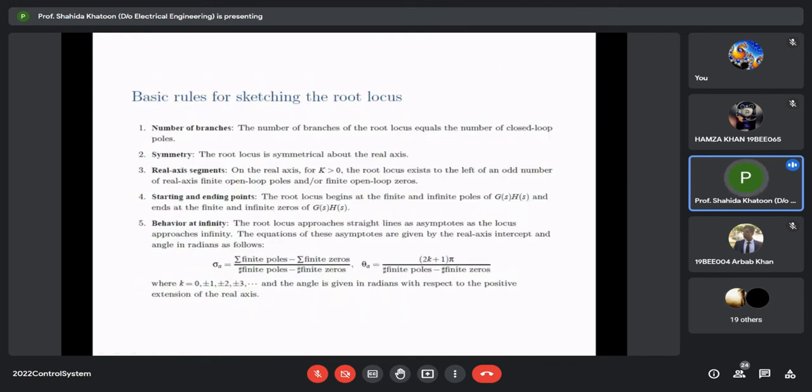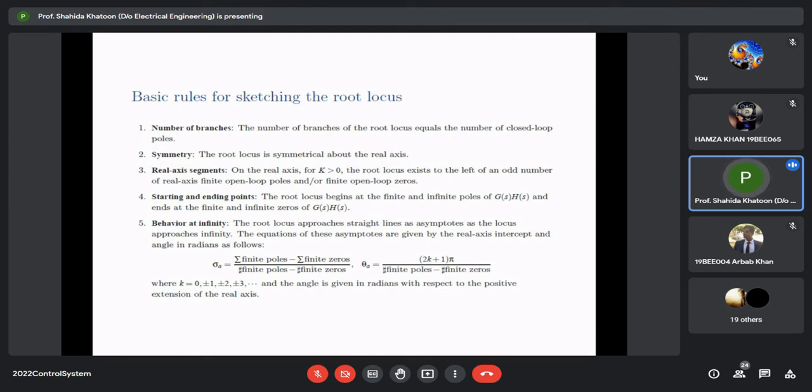So basic rules for sketching the root locus: number one, number of branches. The number of branches of the root locus equals the number of closed loop poles. Number two, symmetry. The root locus is symmetrical about the real axis. Number three, real axis segments. On the real axis, for k greater than 0, the root locus exists to the left of an odd number of real axis finite open loop poles and/or finite open loop zeros. Starting and ending points: the root locus begins at the finite and infinite poles of G(s)H(s) and ends at finite and infinite zeros of G(s)H(s).